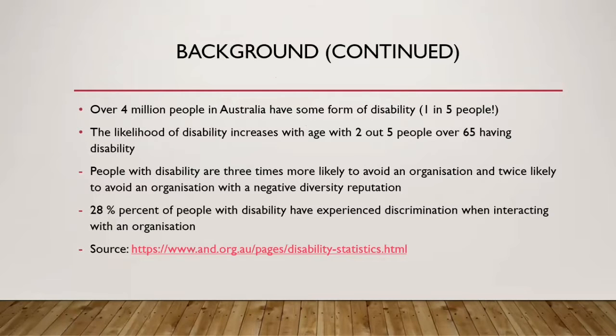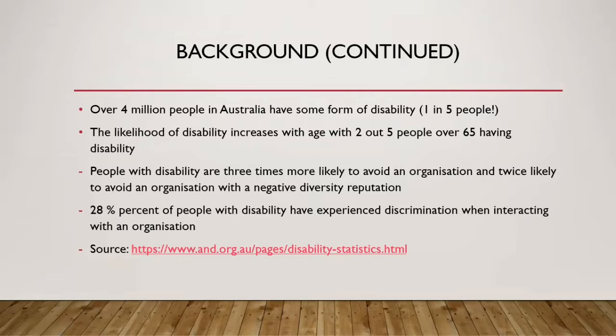And over 4 million people in Australia have some form of disability. So we're talking about 1 in 5 people. And the likelihood of disability increases with age, with 2 out of 5 people over 65 having disability. And for Rotary, this is a really important statistic because the average age of a Rotarian is 70. So not only could existing Rotarians potentially have a disability, but also we need to attract new members as well who have a disability. So that's a really important statistic to remember.